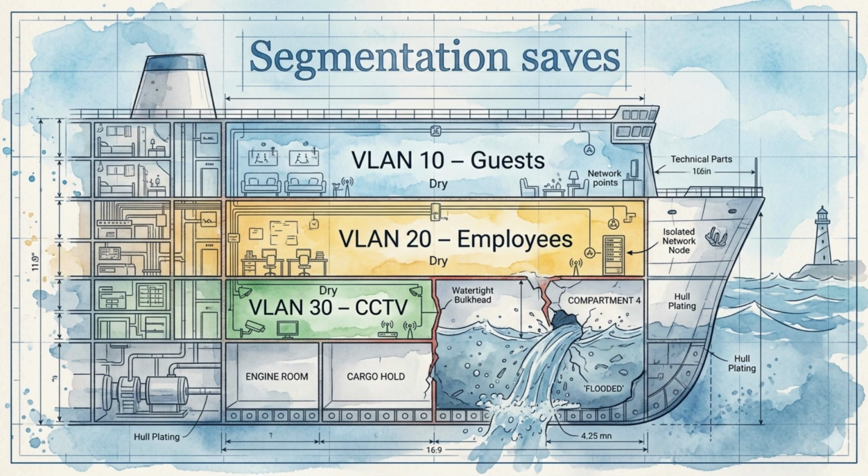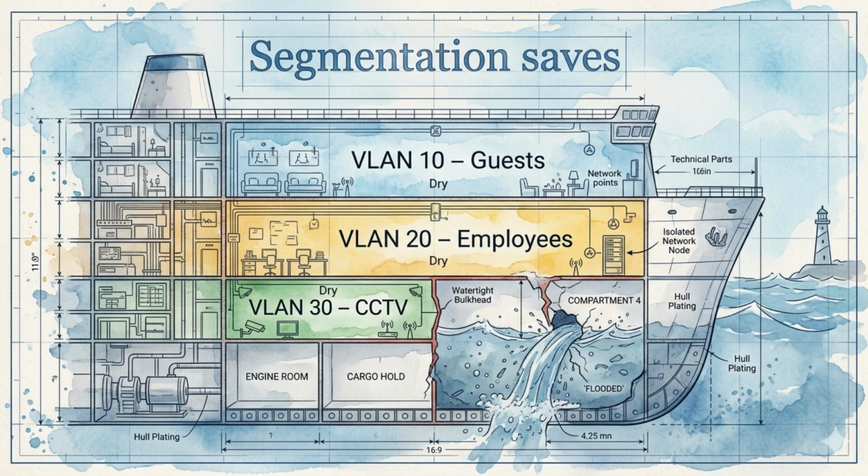Unmanaged switches are cheap but blind. They have no security features. Always use a managed switch for anything important. Then implement VLAN segmentation. Put guest Wi-Fi, CCTV cameras, employees' PCs, and IoT devices on separate VLANs.